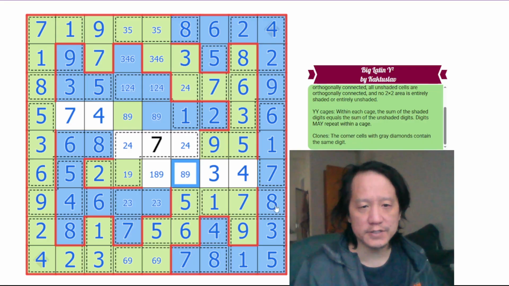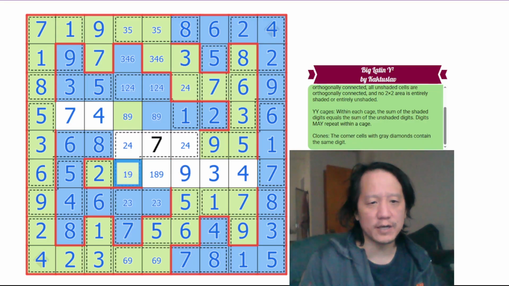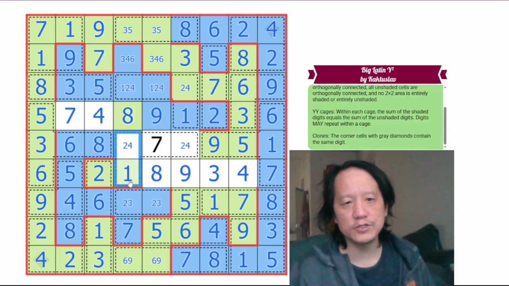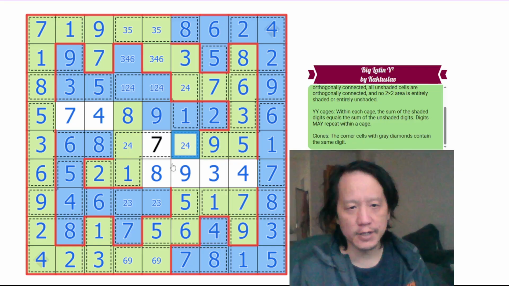Okay, 8 eliminates 8 here, so this is 9, which means this can't be 9. That's 1. This can't be 1 or 9. This is 8. 8 eliminates 8 here, so it's 9 and 8. The 1, 2, and 4 must be green to add up to the blue 7. So green, green, this is blue.